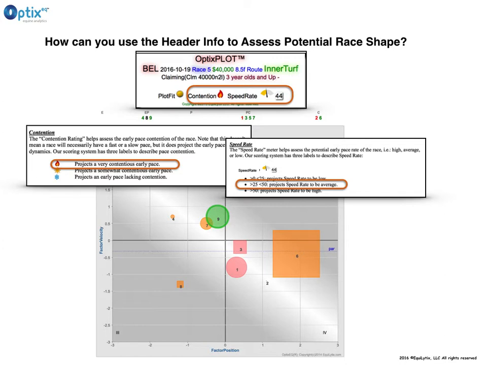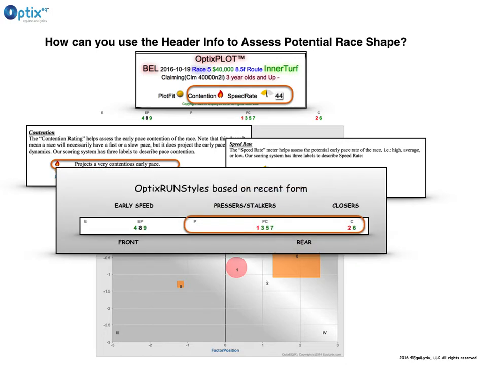Again, things may change. I always check these things after scratches and so forth. But right now, that's our assessment. So based on that, we would say that horses that were coming off the pace, pressers and closers, would have a slight advantage. Again, most races do favor early pace, so always keep that in mind. But here's a scenario where that might not be the case.